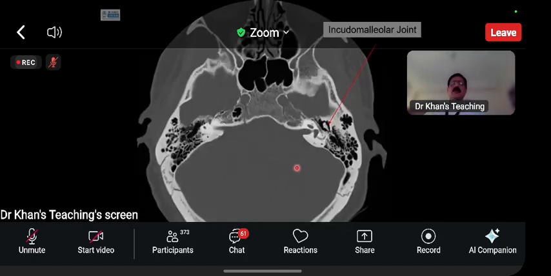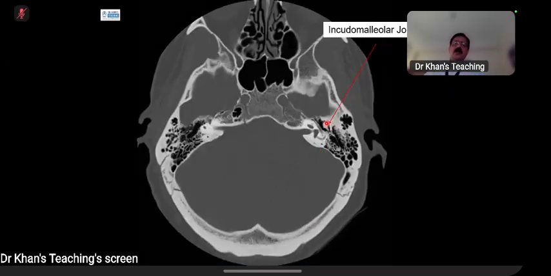this is what I was talking about. This is the normal incudomalleolar joint. And this should be your checklist in a trauma case. They will show it to you on a brain trauma case.